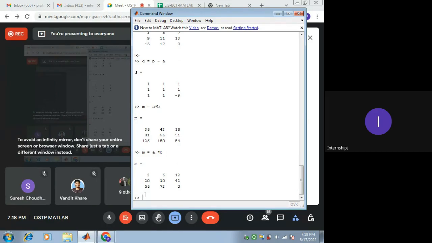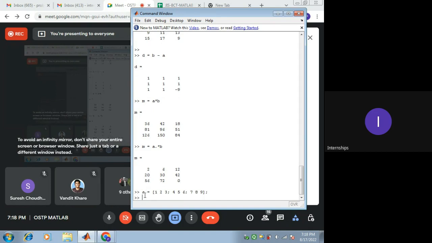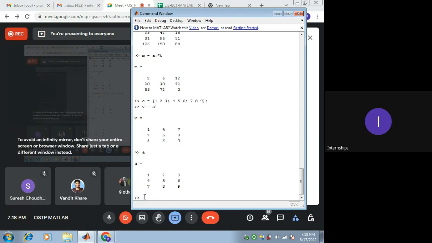And you know the transpose also. This is A and V is equal to transpose of A, means A prime, then you will get the transpose matrix. A was this one, then here 1, 2, 3 and 4, 5, 6. Rows and columns are interchanged here. This is a transpose matrix.